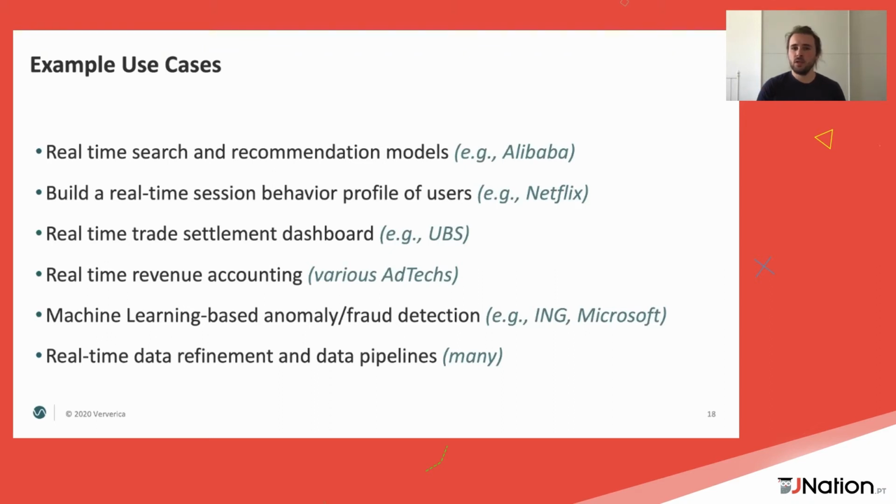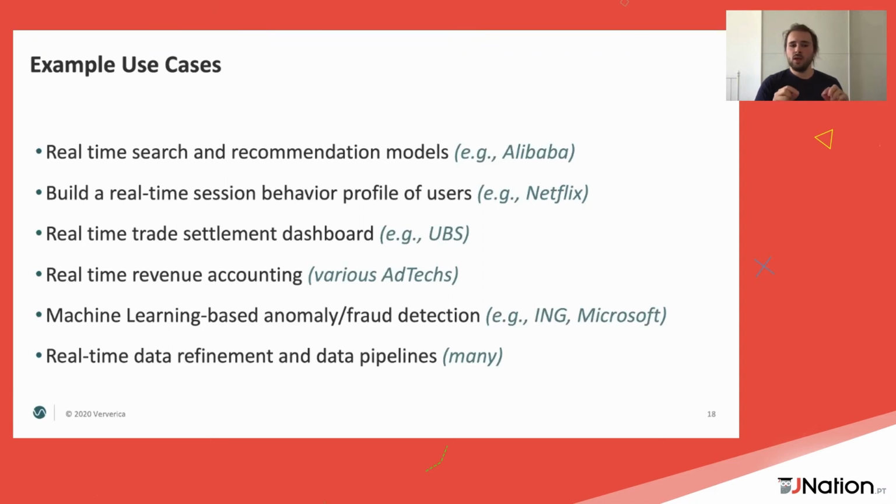So let's say millions of data events per second that come in and that you need to process on, say, hundreds of machines. For example, Alibaba is building real-time search and recommendation models based on events that they see coming in. Netflix is building session profiles of users so that they can improve the recommendations that they give to users. Banks are using this to do real-time settlements, where they have the different trade positions in the front of house, back of house, and they need to have a complete view of basically the balance sheet, where they have buy transactions, sell transactions, and so on, and they want to unify that.